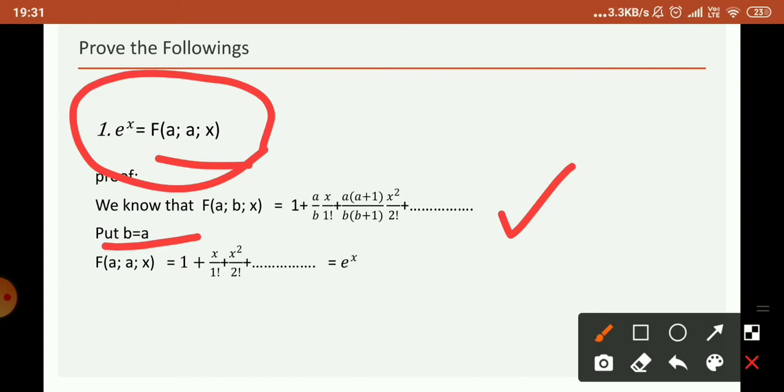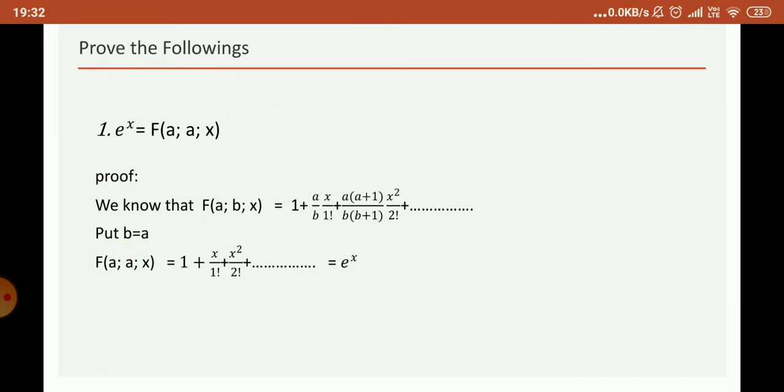When you put b equal to a in the above series, you will get this result, that is 1 plus x upon 1 factorial plus x square upon 2 factorial plus x cube upon 3 factorial and so on. That means this is the exponential function e raised to power x. That's what we needed to prove.